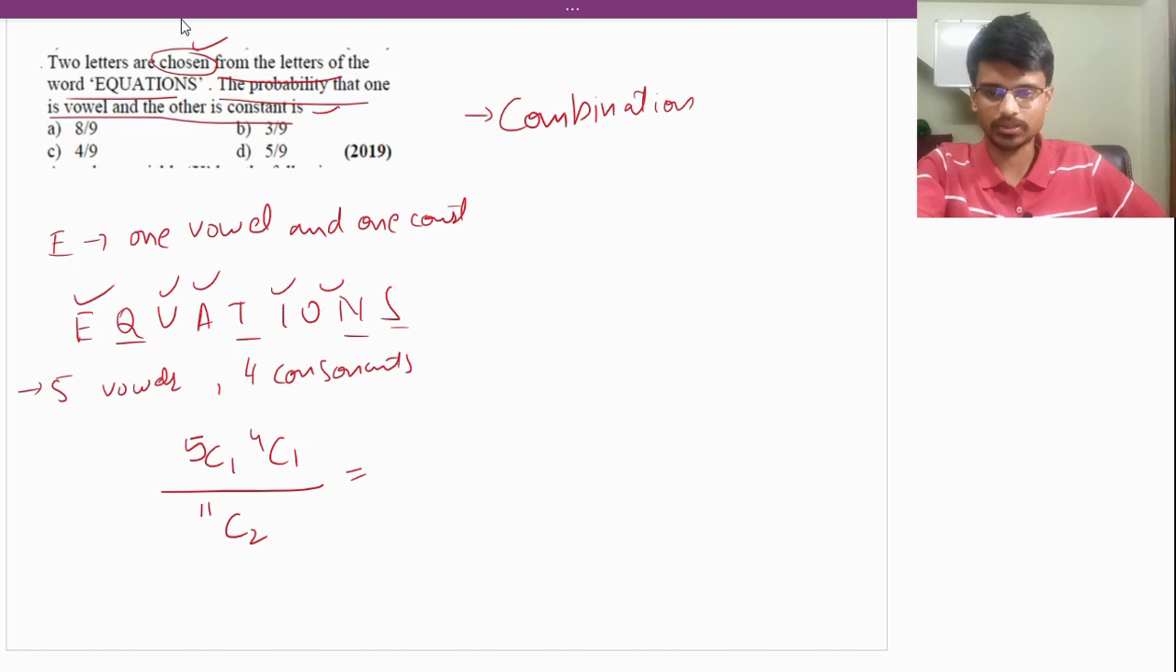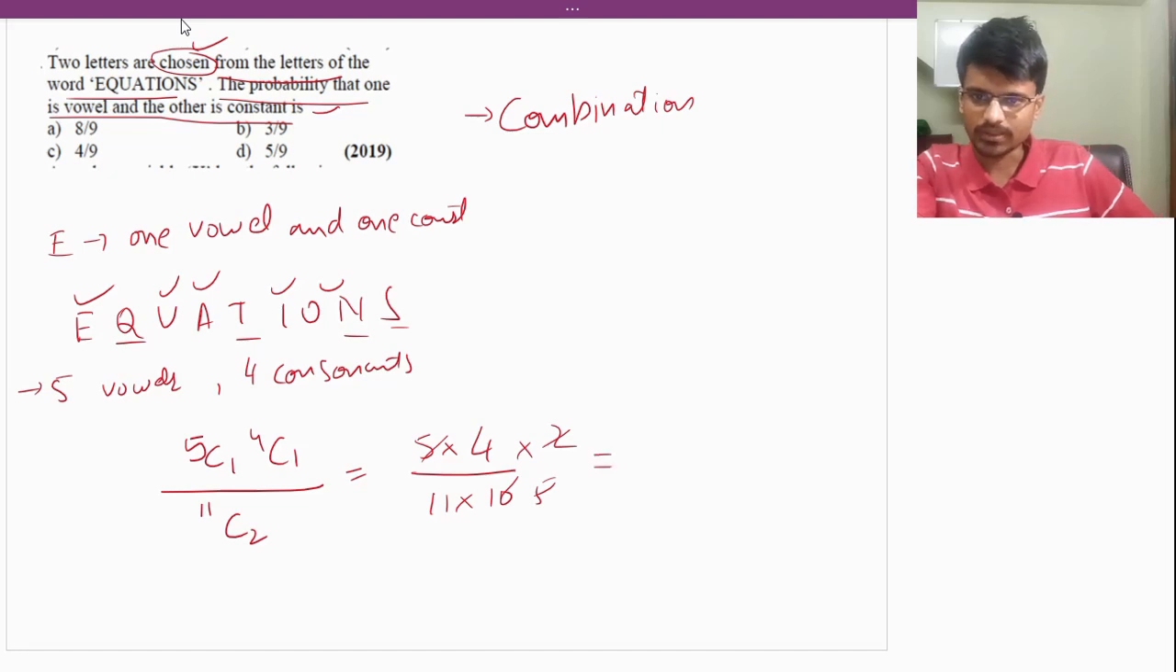So I need to just simplify this. This is 5 into 4 over 11 into 10 by 2. 2 5s are 10, 5 gets cancelled, and it is 4 by 11. Wait, we are doing something wrong here. Sorry, there are only 9 letters, not 11. That is why we got a wrong answer. I'm so sorry.